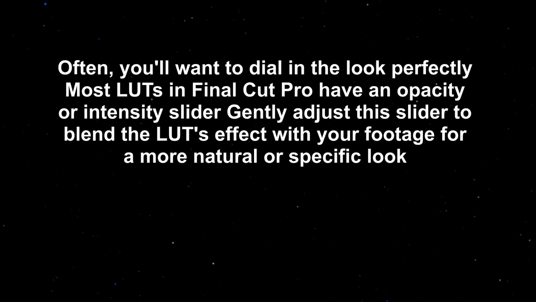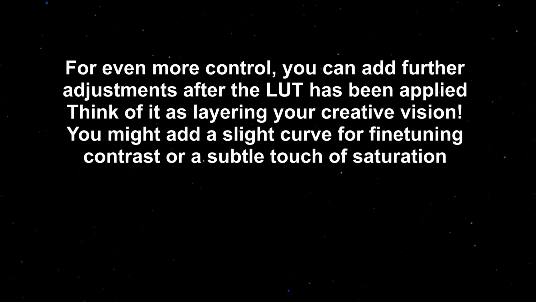Often, you'll want to dial in the look perfectly. Most LUTs in Final Cut Pro have an opacity or intensity slider. Gently adjust this slider to blend the LUT's effect with your footage for a more natural or specific look. For even more control, you can add further adjustments after the LUT has been applied. Think of it as layering your creative vision. You might add a slight curve for fine-tuning contrast or a subtle touch of saturation.